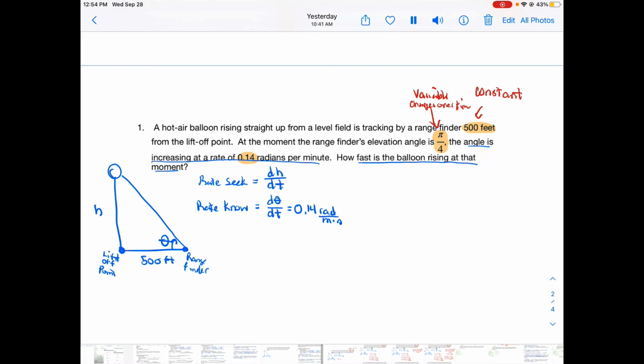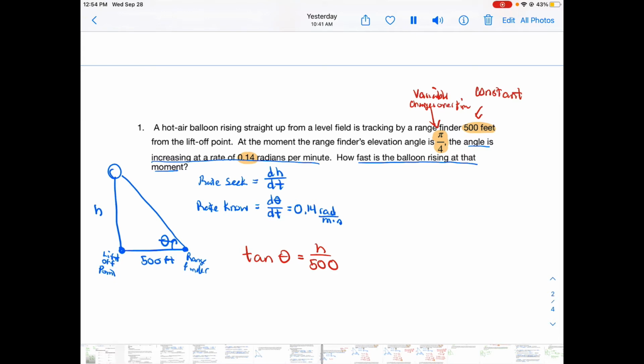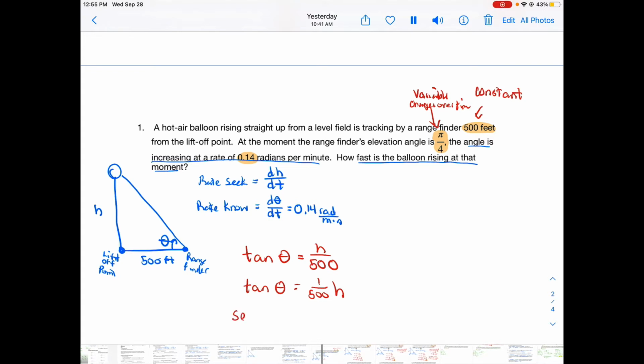I need to find an equation that relates h and theta, because the rate of change I'm seeking is dh dt. So the variable of the rate of change I'm seeking is h, and the variable of the rate of change I know is theta. So I just know from my trig class that tangent of theta is equal to h over 500. So I'll just use that equation. I've related it together. So I'm going to rewrite that h over 500 as 1 over 500 times h. That's not necessary, but that's going to help me take the derivative.